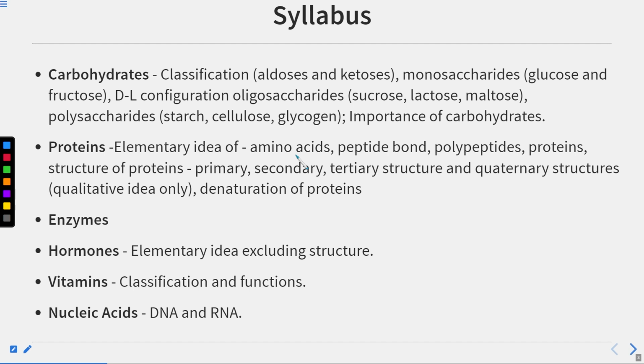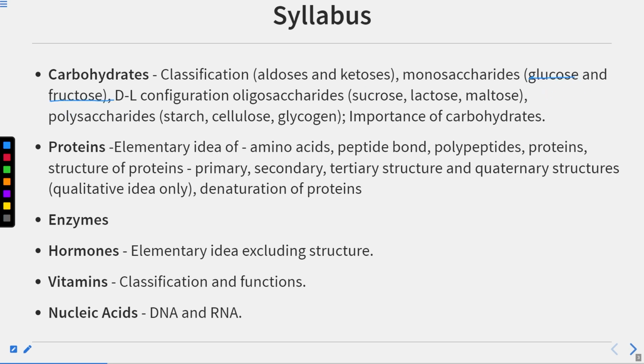So talking about yesterday's class, we have seen what monosaccharides are. If you remember, monosaccharides are those carbohydrates which on hydrolysis do not give any further simpler units. Talking about examples, we have glucose and fructose. So what are glucose and what is fructose?